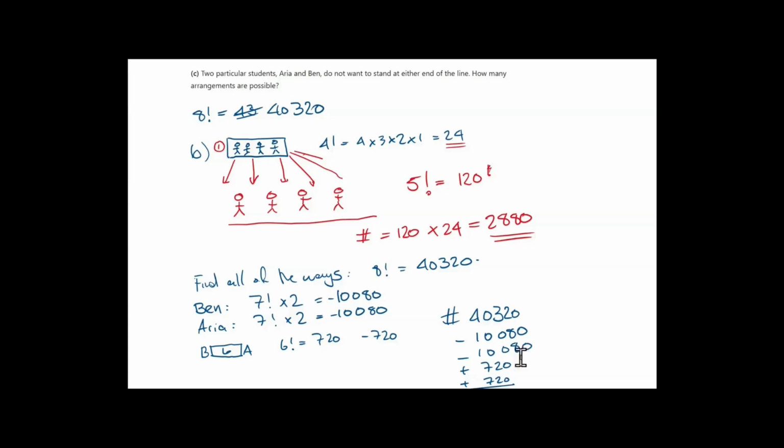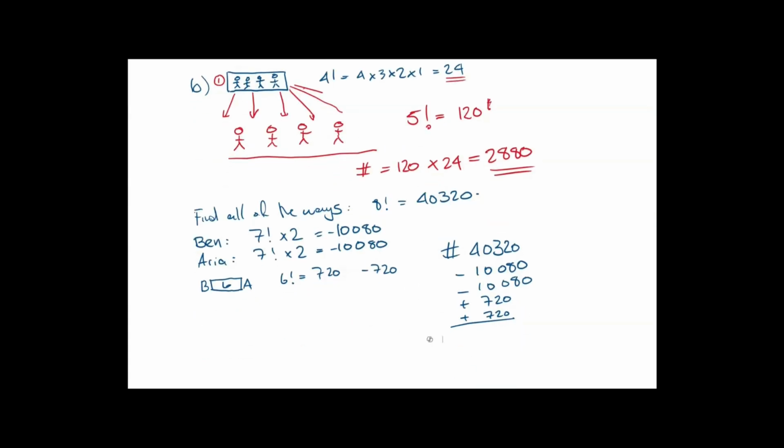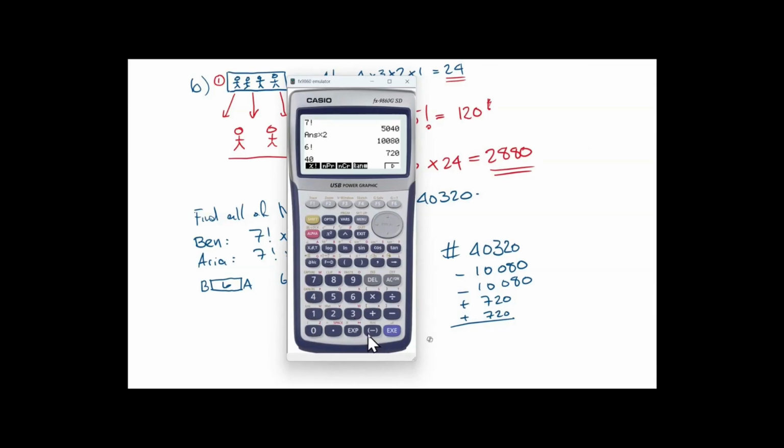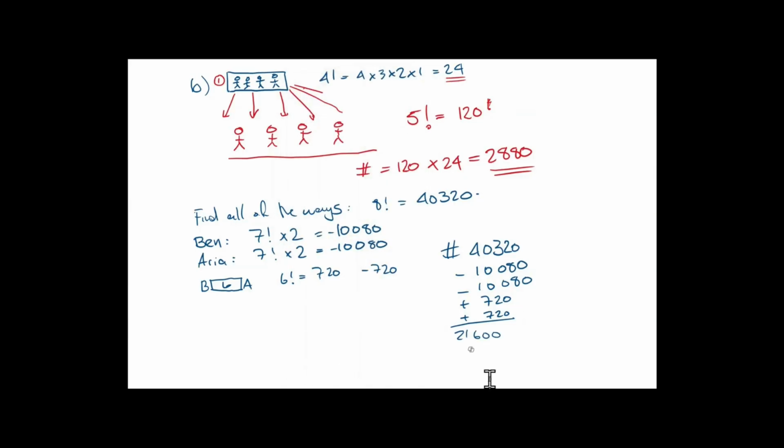So our grand total is going to be a pretty big number. It's going to be 40,320 minus 10,080 plus the number of ways that Aria could be on one end and Ben on the other end, plus the converse of that. So the number of ways of arranging those students is 21,600. So let me go through that again.